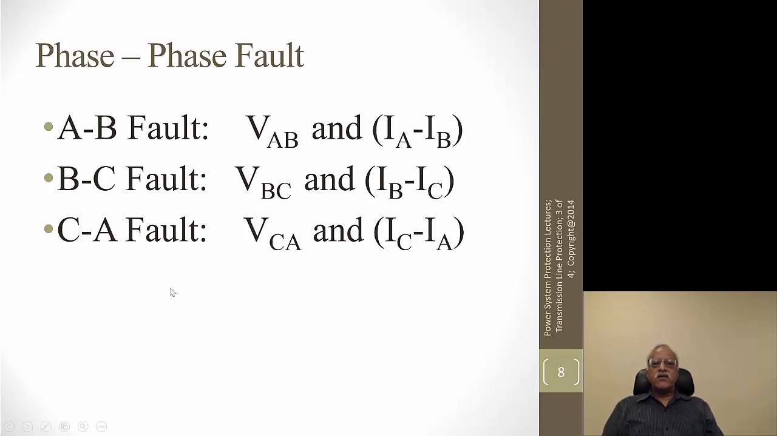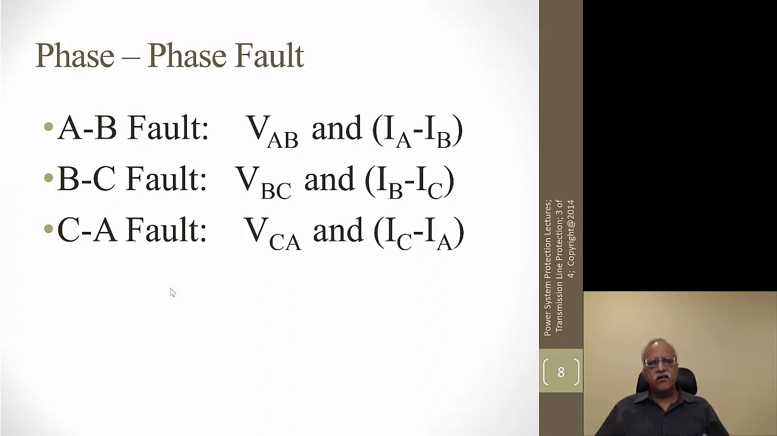So if I want to detect three types of ground faults, I need three measuring units, each one having A to ground voltage with the compensated current of the A phase, B to ground with compensated B phase current, and C to ground with compensated C phase current. Similarly, for phase to phase, I need three more. So I need 6 measuring elements to detect 3 phase-to-ground faults and 3 phase-to-phase faults.